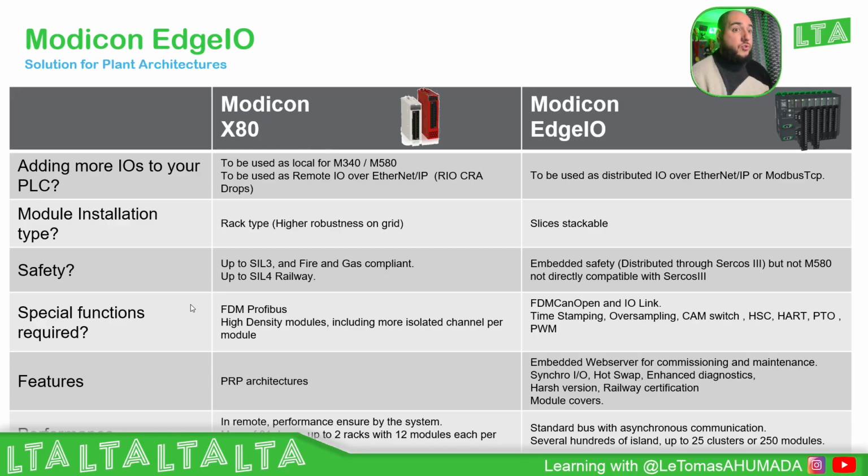Now, installation. How do you want to install this in your enclosure? Basically, the X80 is all rack, so you need a rack and then just put the modules there. This one is just a slice. You just put a slice, but both of them have hot swap, which is good. You can remove the block and then connect it back again, or remove it by parts. It's kind of easy. You just put it back again and replace the module, and that's it.